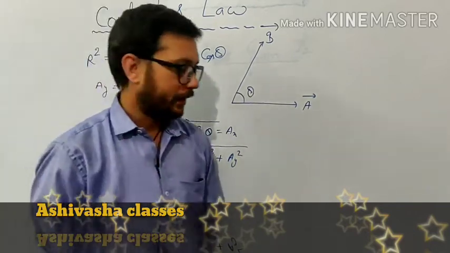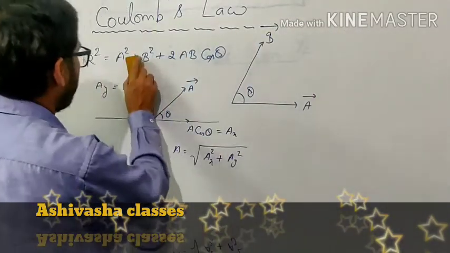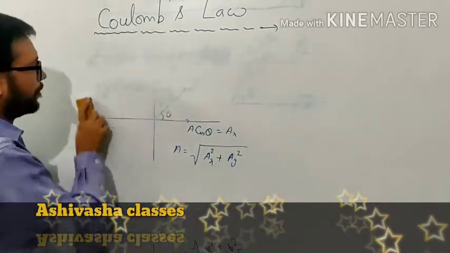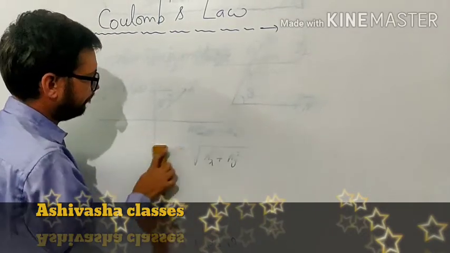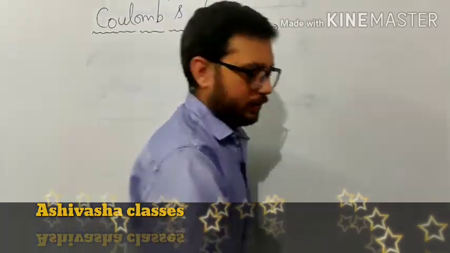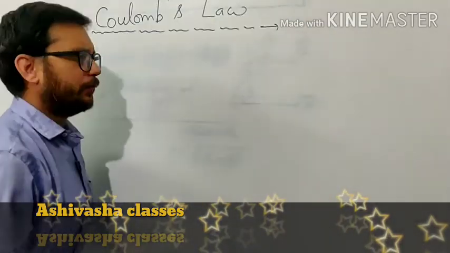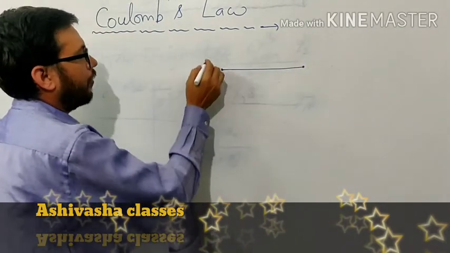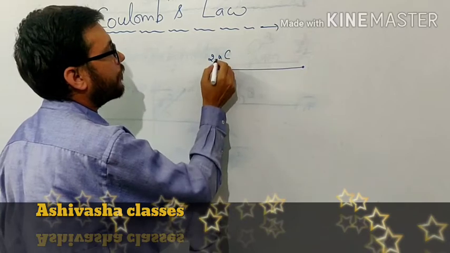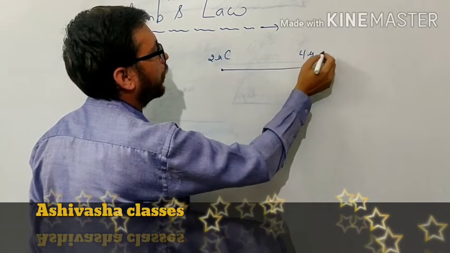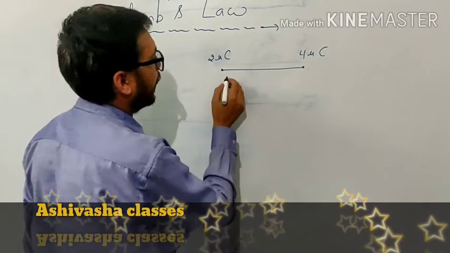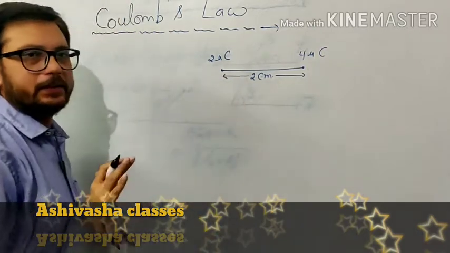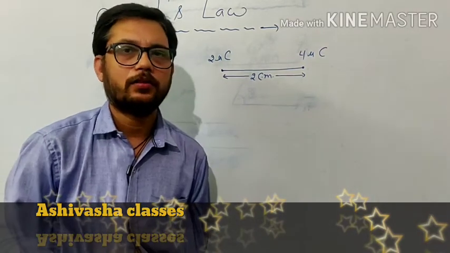Let's see some basic examples of Coulomb's law. Some fundamental examples we will see here. Let's suppose we have two charges. This is of 2 microcoulomb and this is of 4 microcoulomb, and the distance between them is 2 centimeter. This is a basic question based on Coulomb's law.